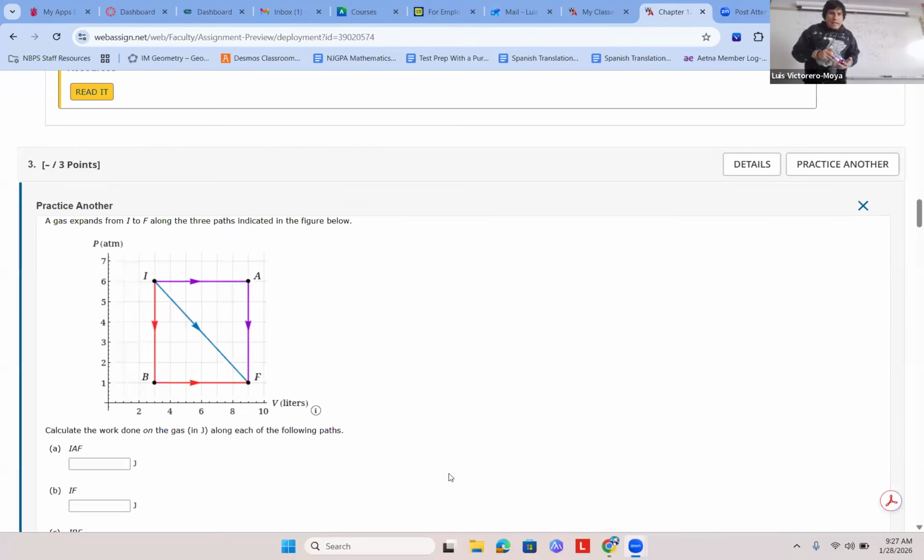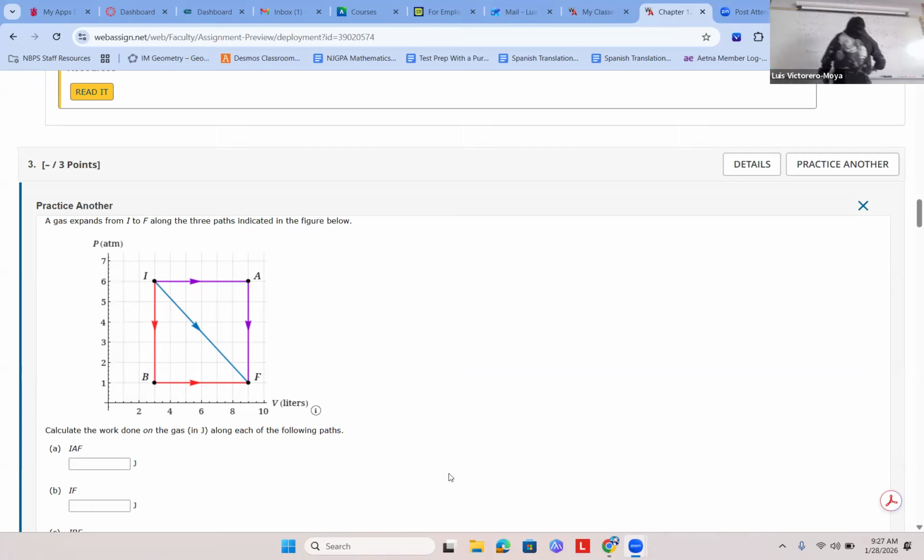You have that diagram. It says the gas expands from I to F, and you have three paths. If you go from I to F using IAF, right? For AF, the work is zero. Why? Because it's a constant pressure. So you only have to worry about the work from I to A. Now, how do you go from I to A?